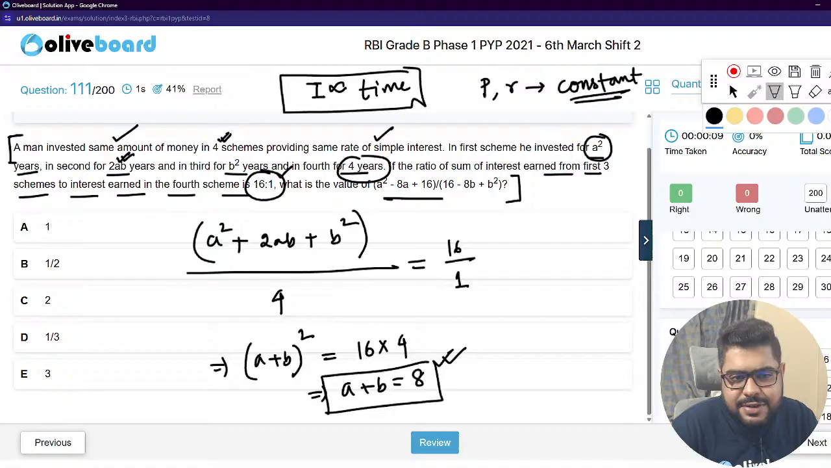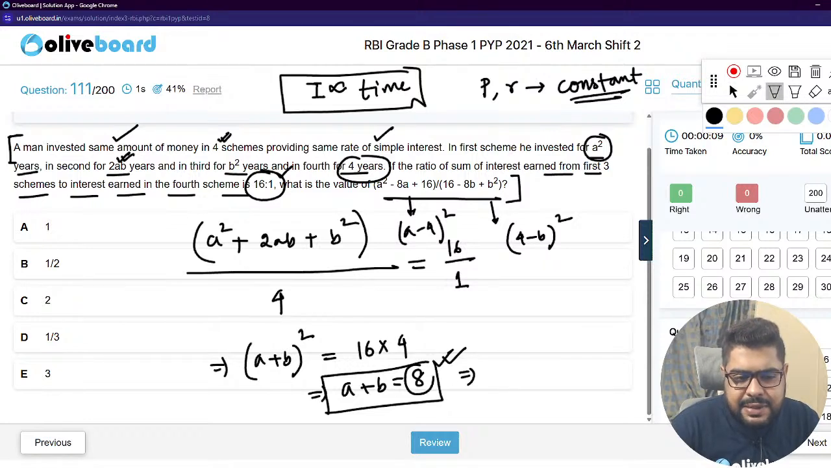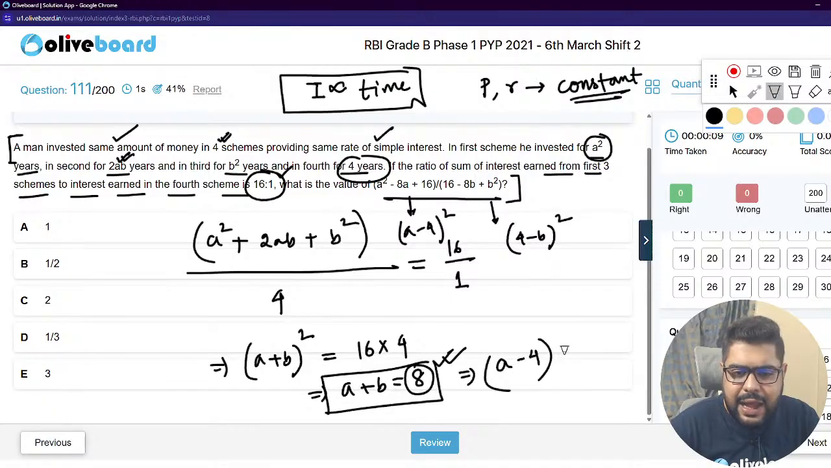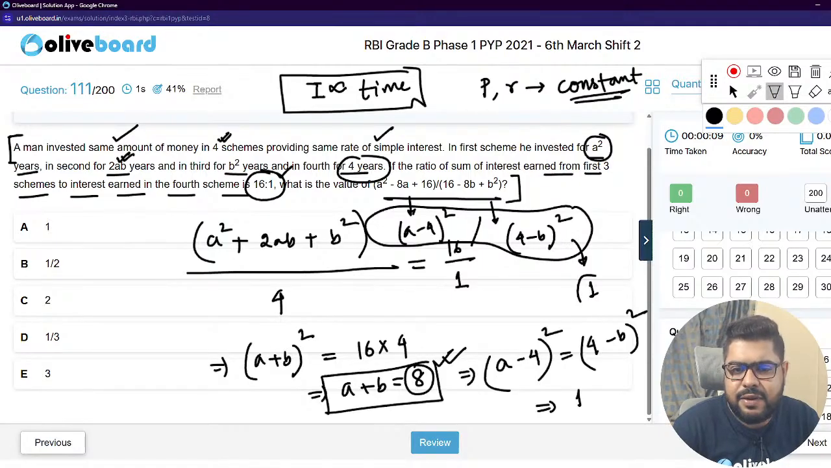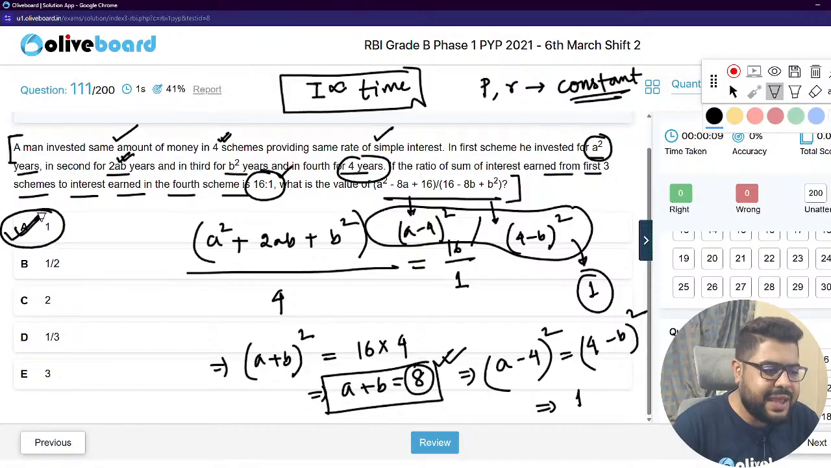Now they are asking a very interesting thing. This is (a minus 4) whole square, and this is (b minus 4), or you can write (4 minus b) whole square. From here I can definitely say this is 8, so break it down into 4 and 4. Give one 4 to a and the other 4 to b, and do the square. They are asking this ratio, this divided by this. So this divided by this is going to be how much? Both are the same, so it cancels and gives 1. So your answer will be option A, that is 1.